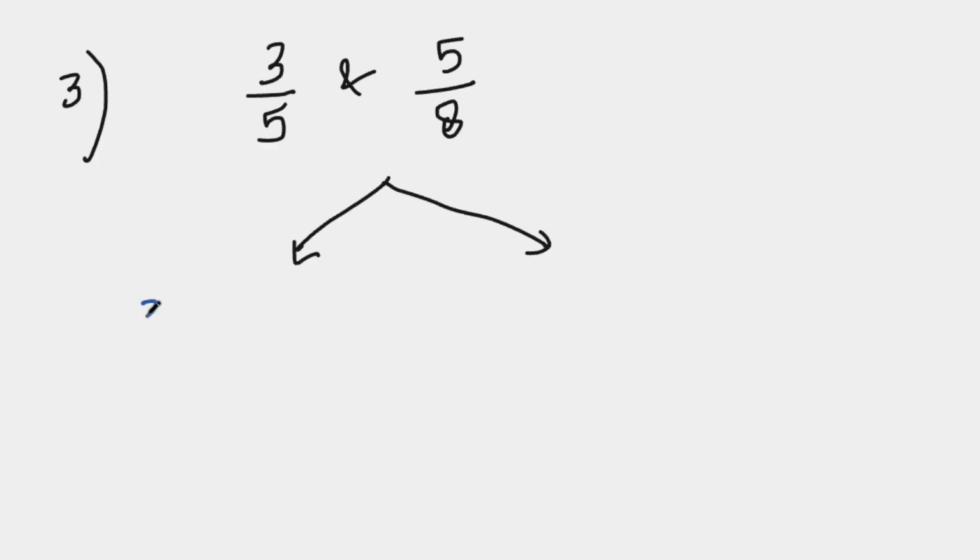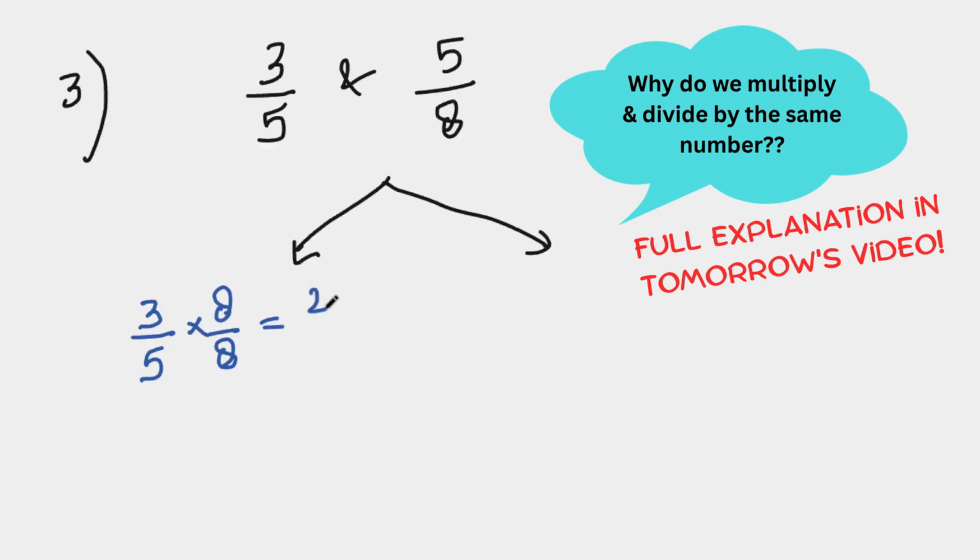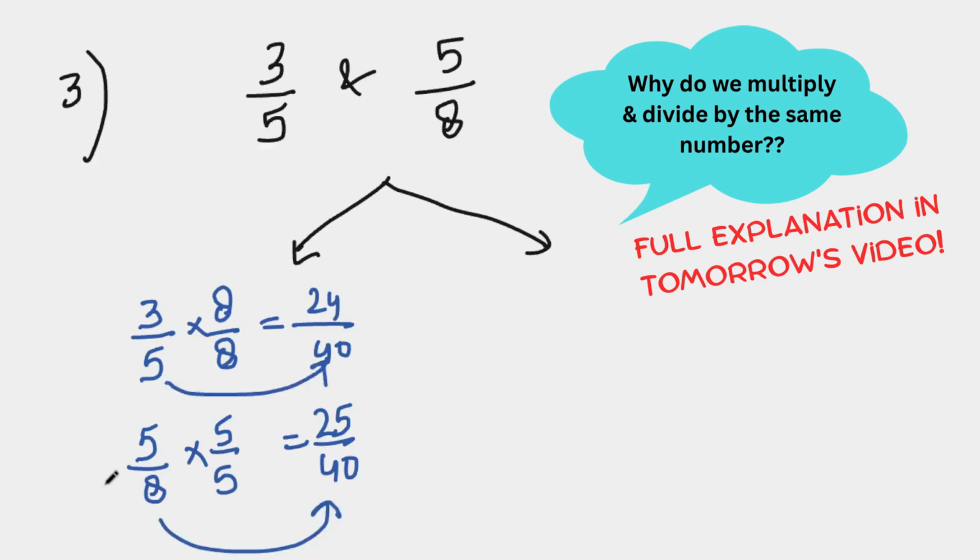So 3 by 5. 5 multiplied by 8 is 40, right? So we will multiply and divide by the same number. What do we get here? 24 by 40. In the same way, we will work on the second fraction. Here we will multiply and divide by 5, so that the denominator becomes 40. The numerator becomes 25. Now this and this, they are equivalent fractions. We have just changed their representation, but they are still what they were initially.